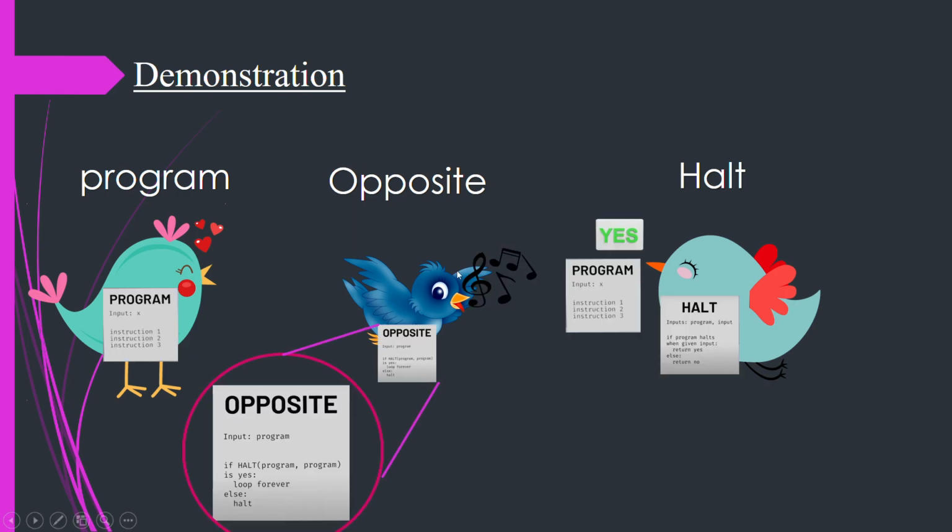Now, think of this bird as a machine. Here, opposite is a program which accepts an input program and uses the halt program to see whether the input program will halt when given the input program itself as its input, and we call this opposite because whatever halt says, opposite does the opposite action.